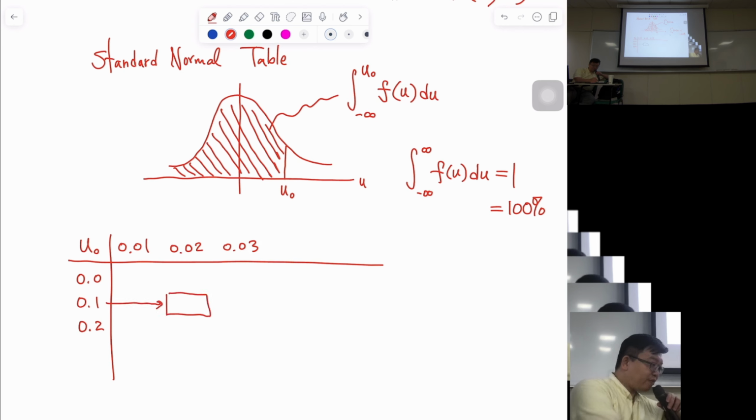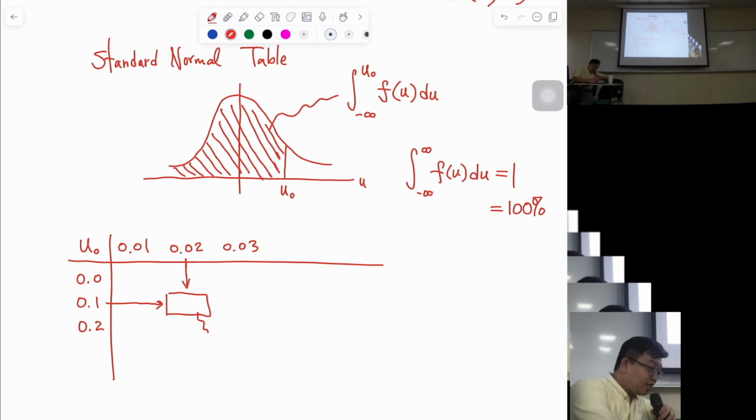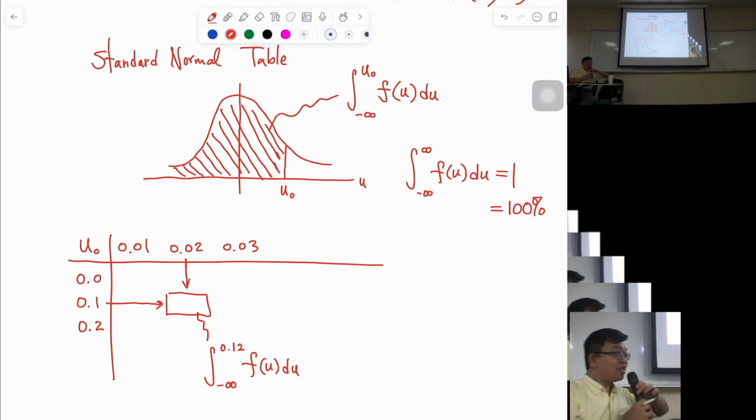So if you have 0.1 from the left, 0.2 on the top, that means this is trying to compute 0.12. So U0 is 0.12. It's trying to compute this. Okay? So whatever number it gives you represents the percentage underneath the distribution, right at the cutoff position, 0.12.